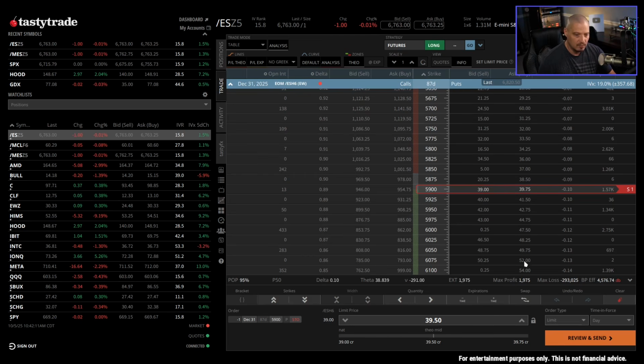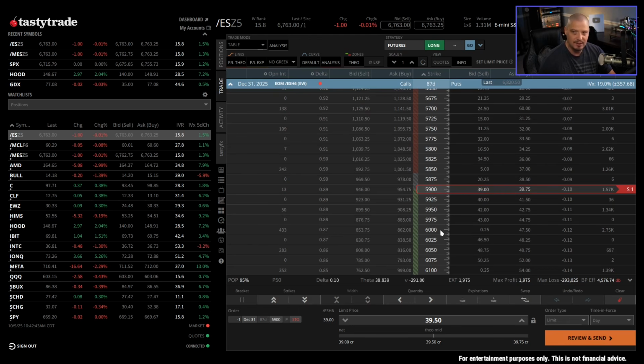So you get $1,975 credit on a buying power reduction of only $4,500. It's just insane, the buying power relief you get on the futures. Now don't get suckered in on the buying power relief and think, wow, this is such a great trade. Let me go sell a bajillion puts in ES.